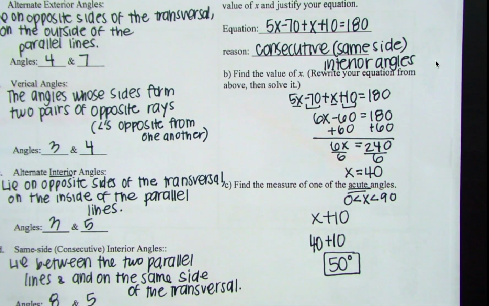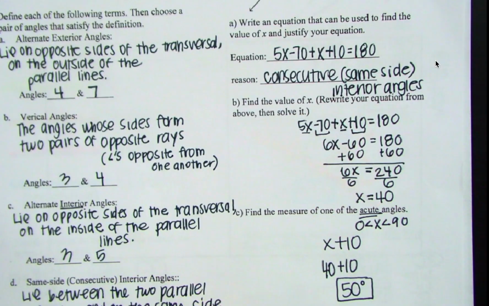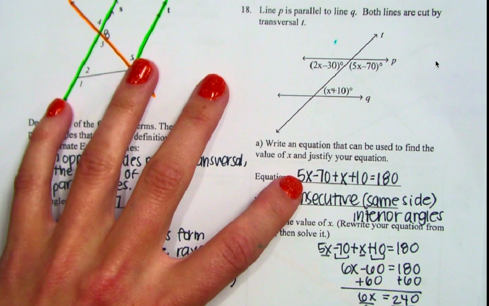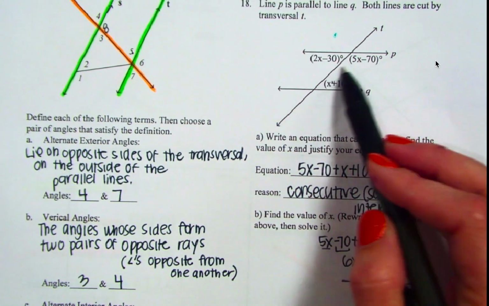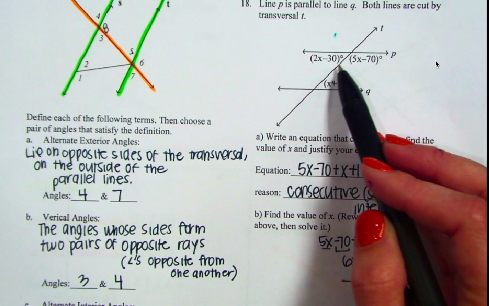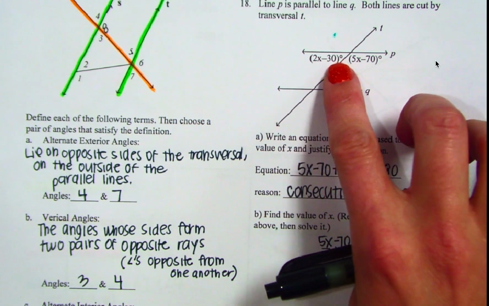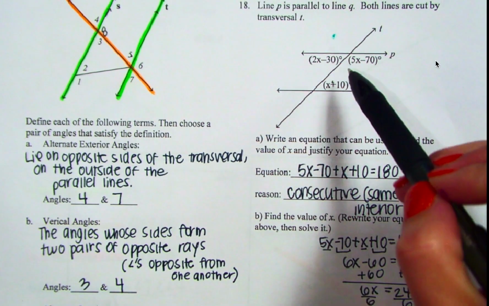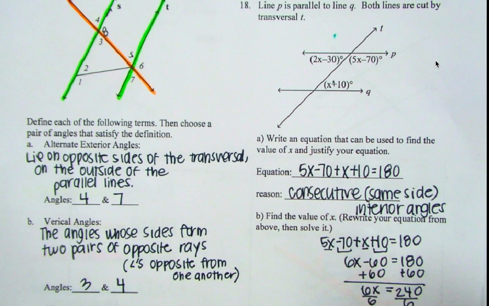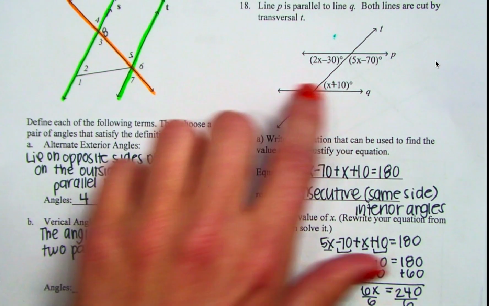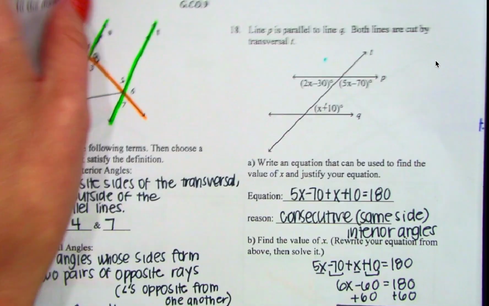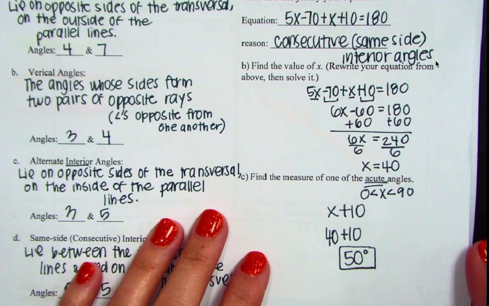Just for the record, if anybody did this on their own and you're using this video to check your work, another way you could have created an equation would be to add these two and set them equal to 180 degrees. Your reason for that would be the linear pair postulate, because those angles are also supplementary. You would add them, set it equal to 180, solve, and you should get the same answers that we got here.